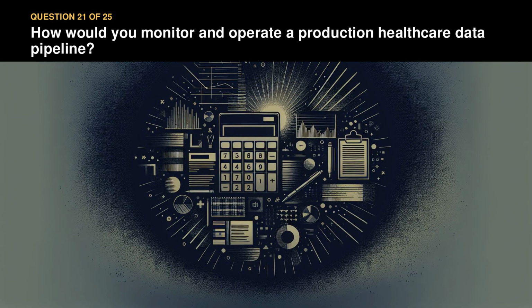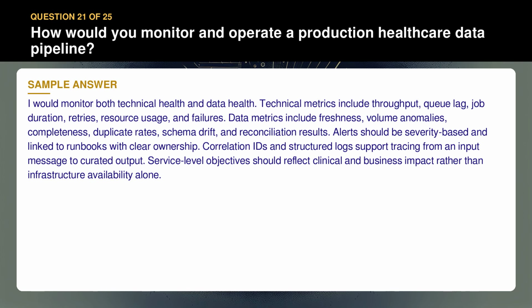Question 21. How would you monitor and operate a production healthcare data pipeline? I would monitor both technical health and data health. Technical metrics include throughput, queue lag, job duration, retries, resource usage, and failures. Data metrics include freshness, volume anomalies, completeness, duplicate rates, schema drift, and reconciliation results.